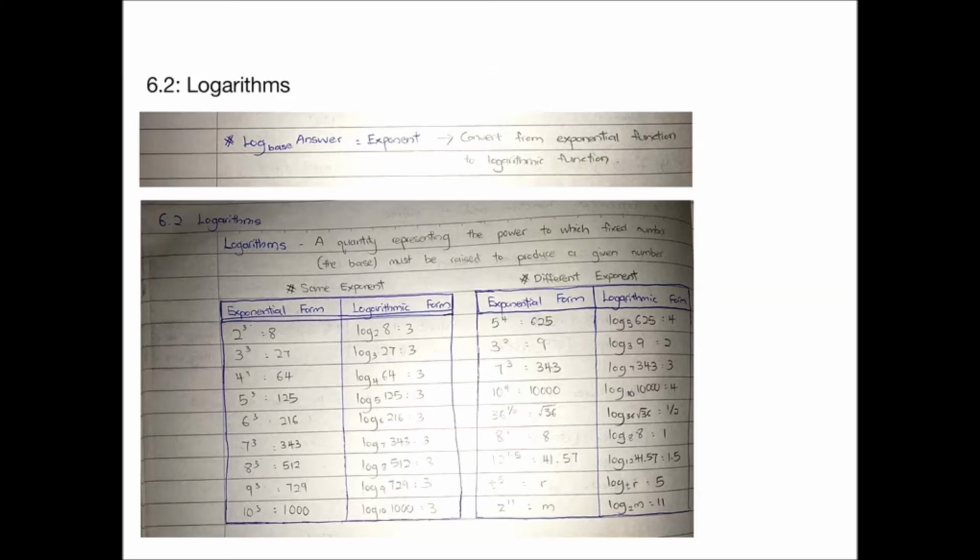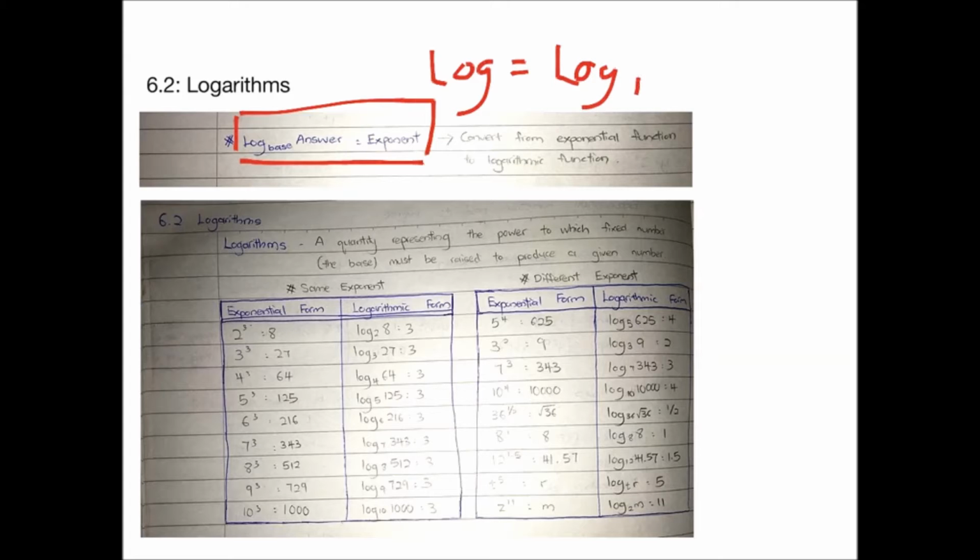So let's look at this one. Normally for a log question, there is the log, the base, which is a number, and then the answer from the equation is equal to the exponential form. So let's look at the table right here.